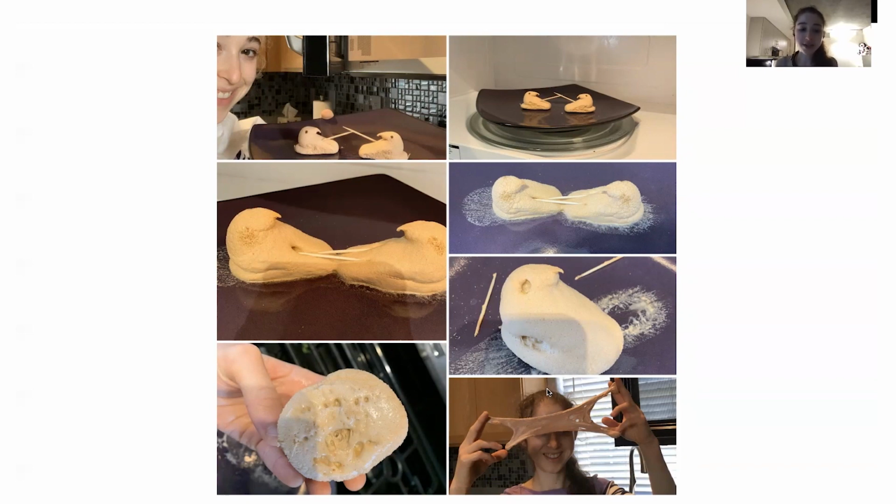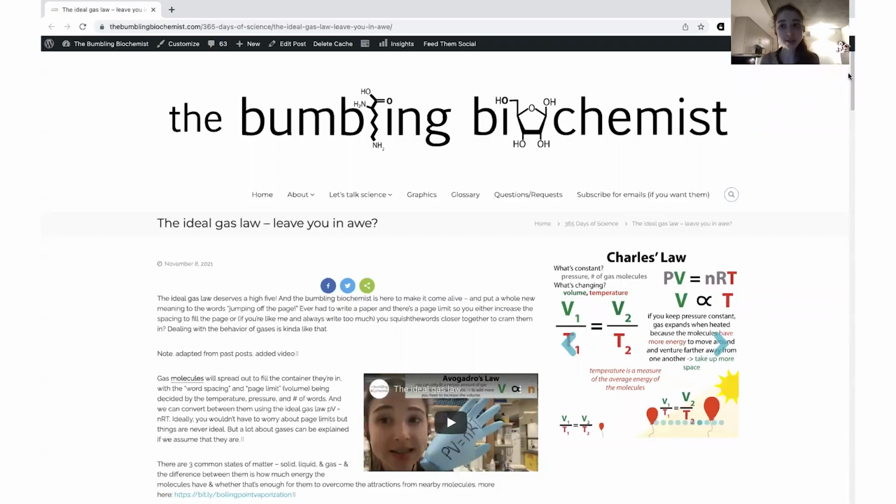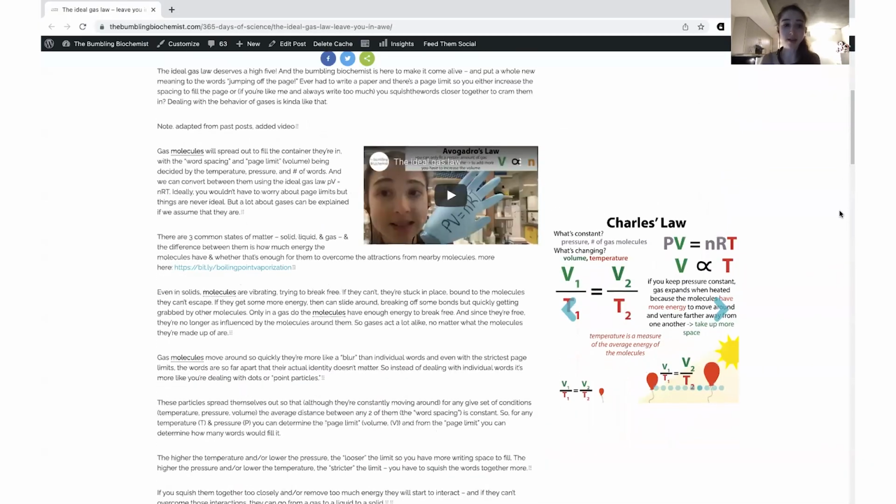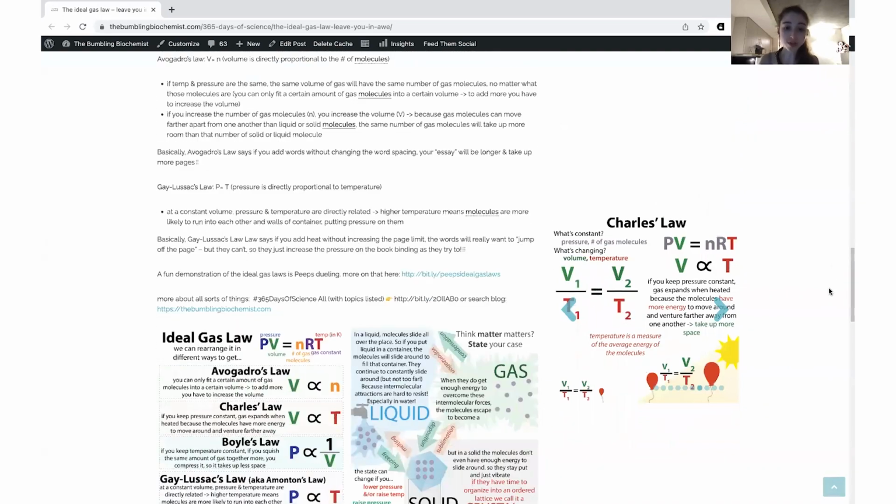So I hope that helps you understand the ideal gas law, and have fun with your Peeps. And I also have a more serious post on the ideal gas law if anybody wants more details.